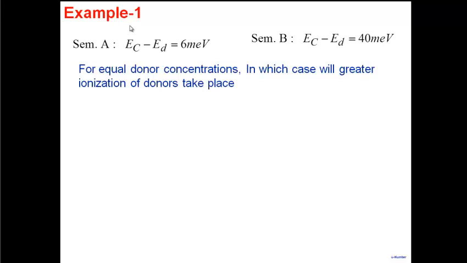So the idea is as follows. I have two semiconductors, A and B. All right, in one semiconductor, EC minus ED is 6 milli-electron volt. The donor level is very close to the conduction band. And in another case, the donor level is 40 milli-electron volt away from the conduction band. Right? Two different semiconductors. In both of them, I add the same amount of donor concentration. In which case will greater ionization of donors take place?